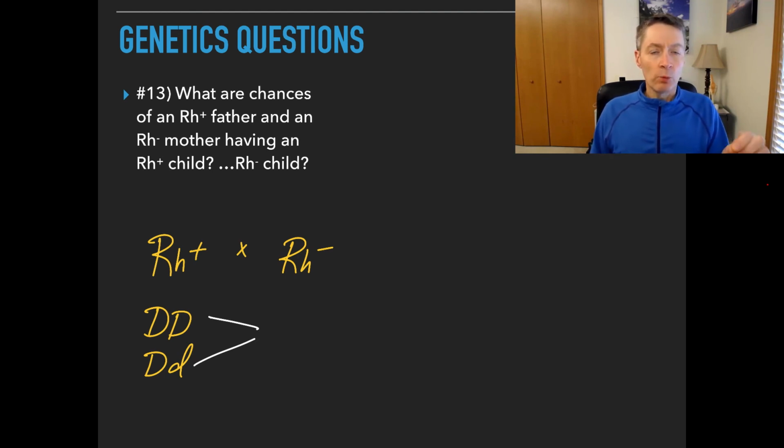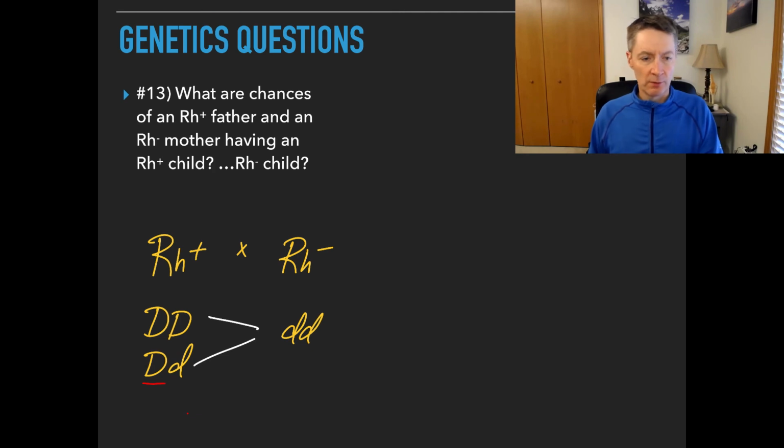But you only need 1 of those genes. So if you have 1 big D and then a little d, you'd still be Rh positive. And then you'd have to have 2 little d's together, 2 genes that didn't give you the Rh factor, to be Rh negative. So we really have 2 possibilities here, and we don't have any other information to go on. So let's consider 2 big D's against 2 little d's, and then a big D and a little d against 2 little d's. So here we go.